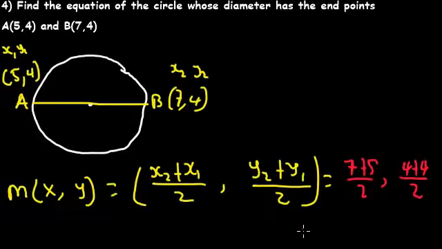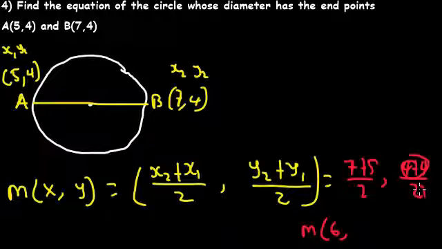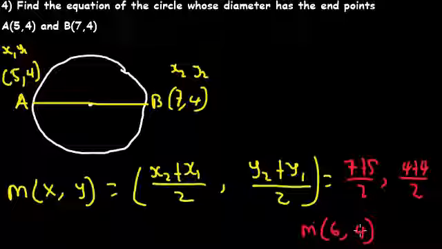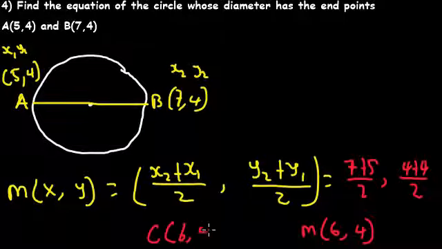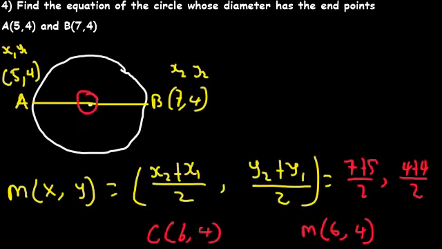So eventually the coordinate of the midpoint becomes 7 plus 5, that gives us 12 divided by 2 is 6. And 4 plus 4 is 8 divided by 2 is still 4. So that's (6, 4). This is the coordinate of the midpoint, which corresponds to the center of the circle. As you can see, that gives us the center of the circle. So the center of the circle is (6, 4).